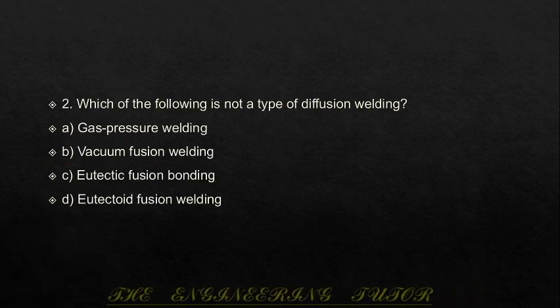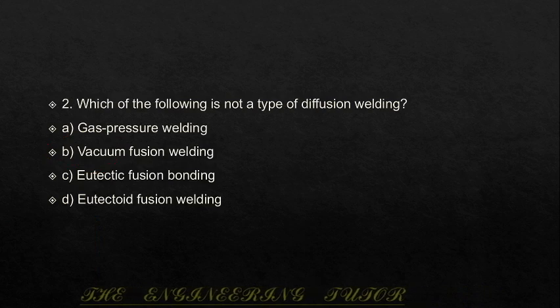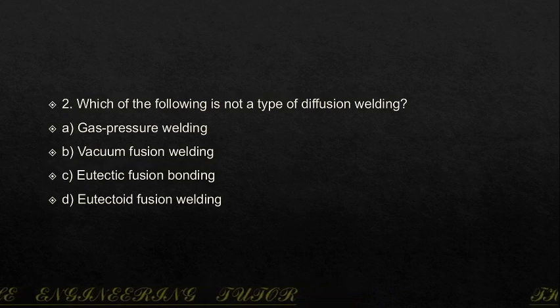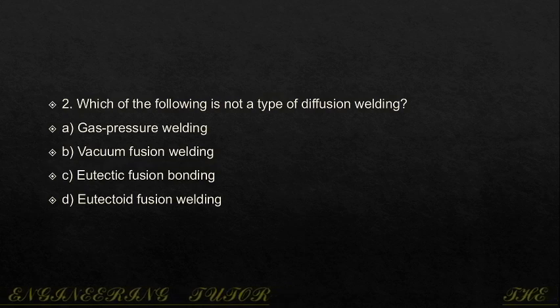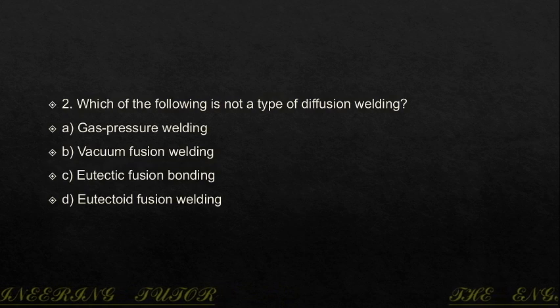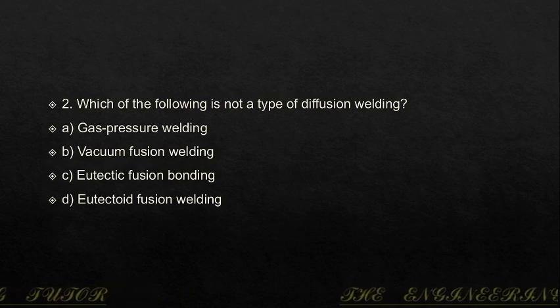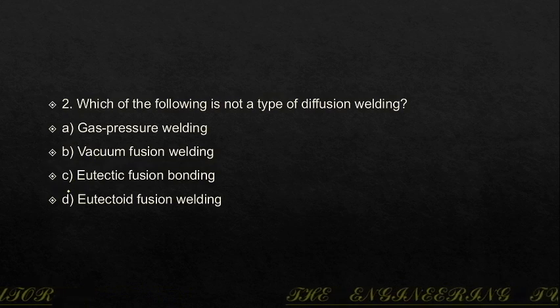Next question: which of the following is not a type of diffusion welding? Our options: gas pressure welding, vacuum fusion welding, eutectic fusion welding, eutectoid fusion welding. Diffusion welding has three basic types: gas pressure, vacuum fusion, and eutectic fusion. Eutectoid fusion is not a type of diffusion welding process.